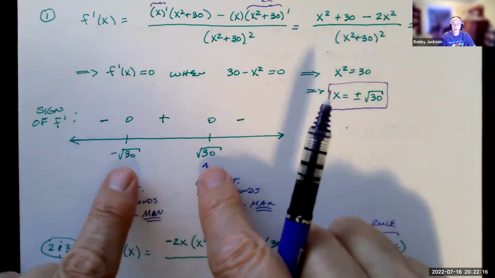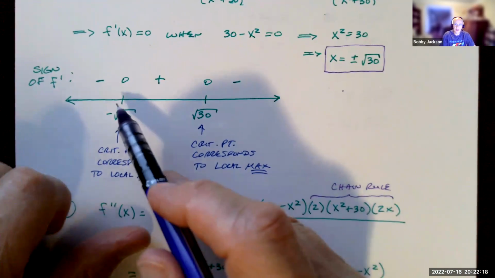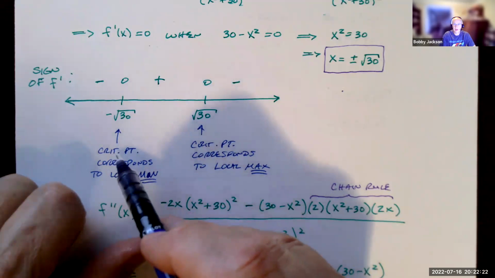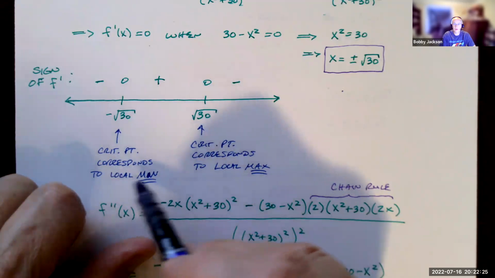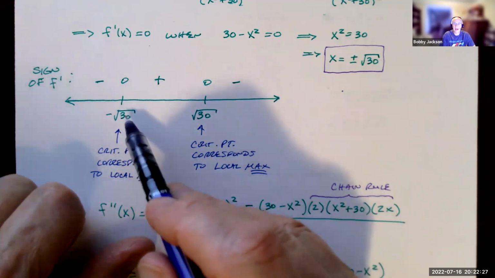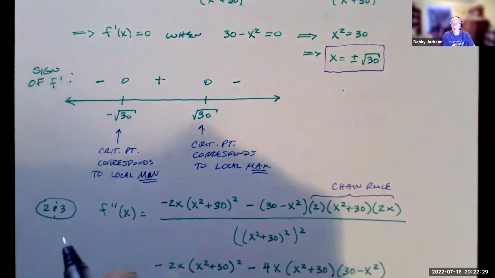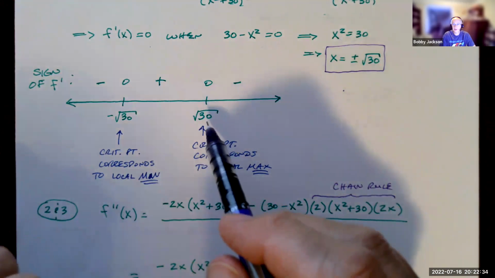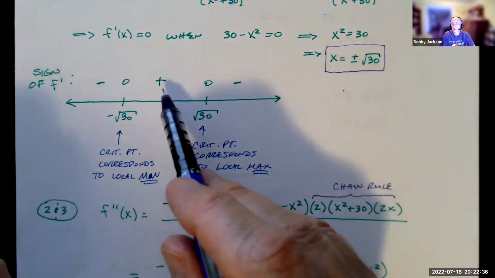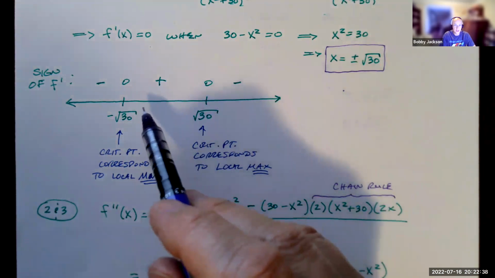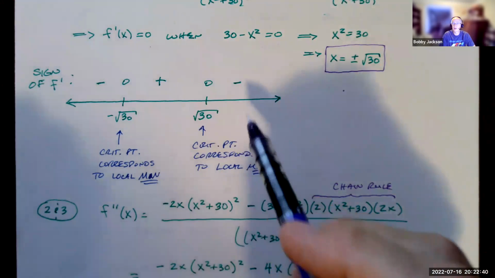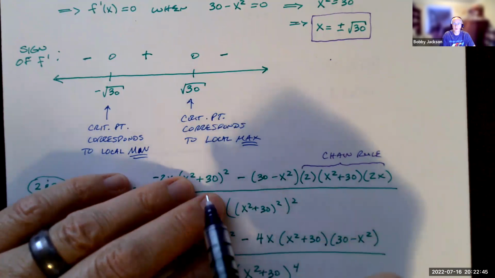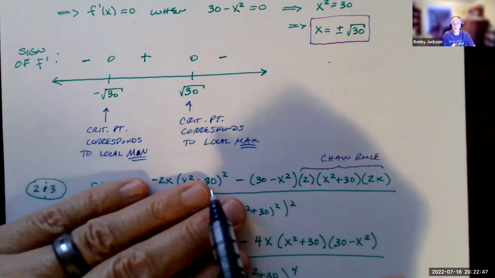So we can tell by the first derivative test, since our derivative changes from negative to positive, that this critical point corresponds to a local min. We have a local minimum at x equals negative square root of 30. At positive square root of 30, we have a sign change in the first derivative from positive to negative, meaning the function itself is changing from increasing to decreasing. Therefore, we have a local max at the square root of 30. Okay, so that's the first part.